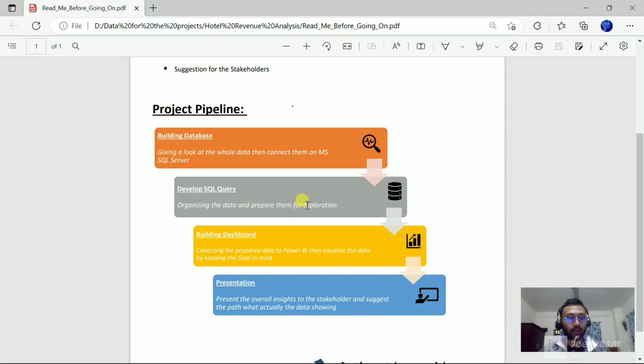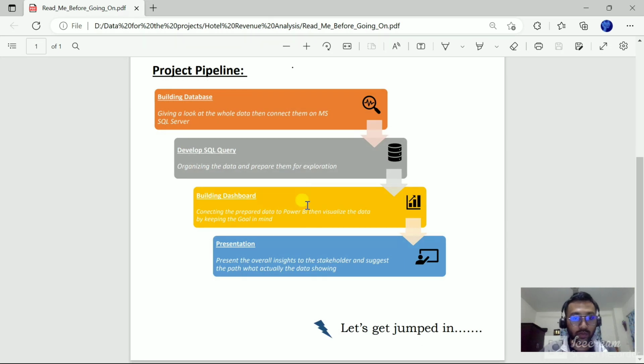After that, building a dashboard was my second step. So basically for that, I connected the developed queries' output to my Power BI software. Then one by one, I went through the final visualization. So let's take a look at the procedure in short.